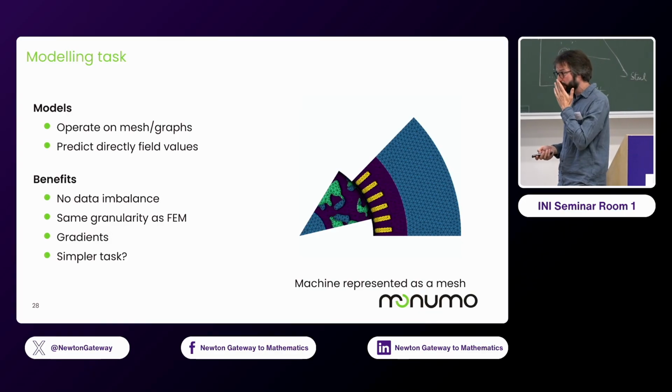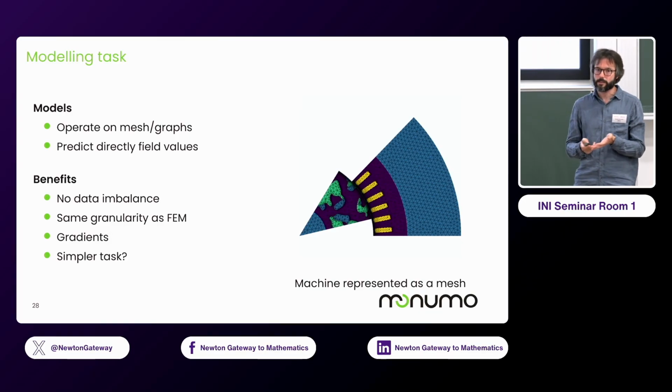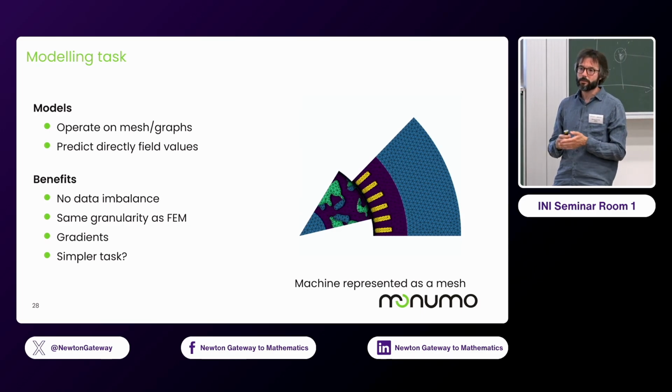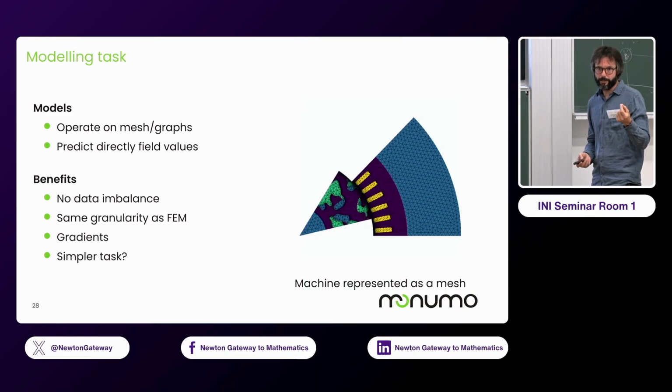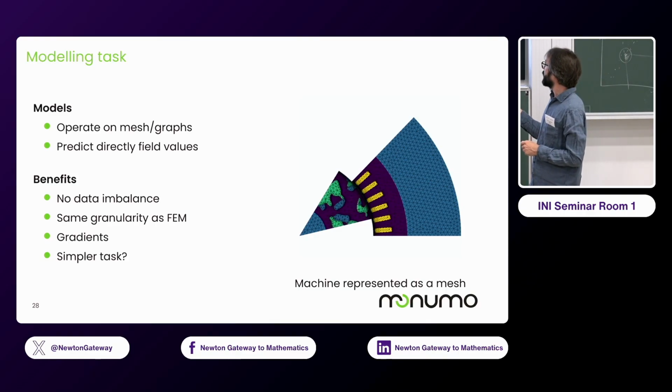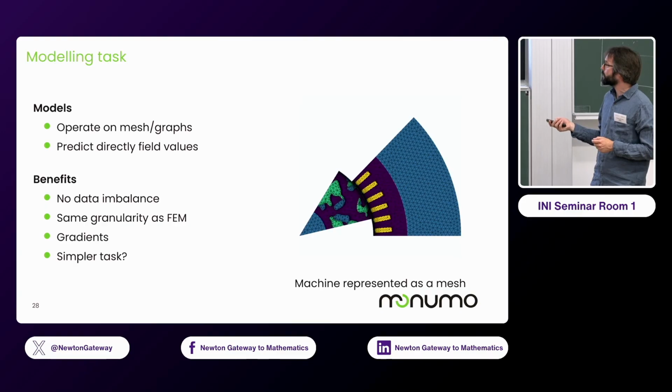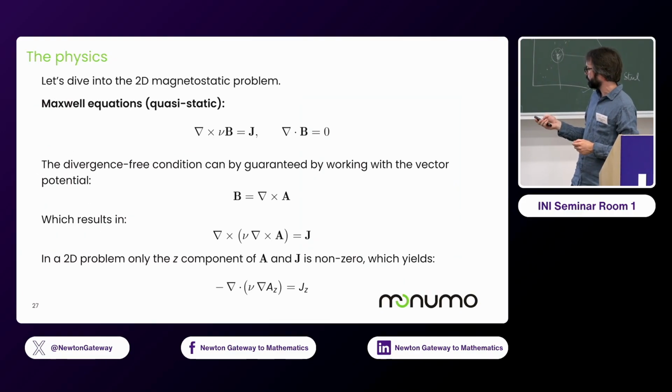The benefit here is there's no concept of data imbalance at this point. You're trying to learn the physics, so even if the model is very bad, it will still be informative about how the physics behave. We have the same granularity as the finite element solvers, so it can easily be compared or replaced in the simulation pipeline. We will get gradients, which we don't have with our solvers at the moment, so we're experimenting with doing gradient descent on these mesh objects. And potentially, it's a simpler task, because what we really want to do is just learn the solution of something that is quite compact.